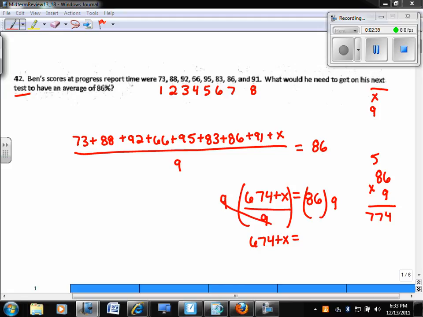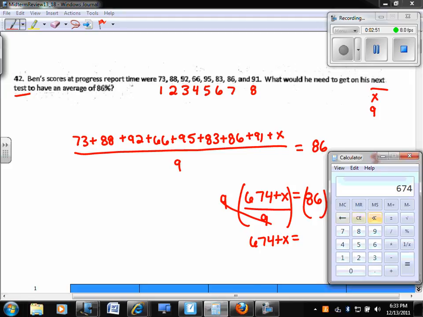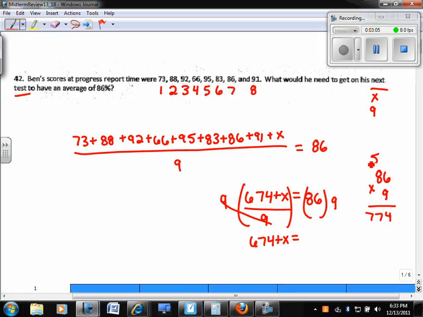We could double check that. So we have 9 times 86, which gives us 774. We were correct. So we subtract our 674 from each side. X equals 100. So in order to get his B, his 86%, Ben would need to score a 100% on his next test.